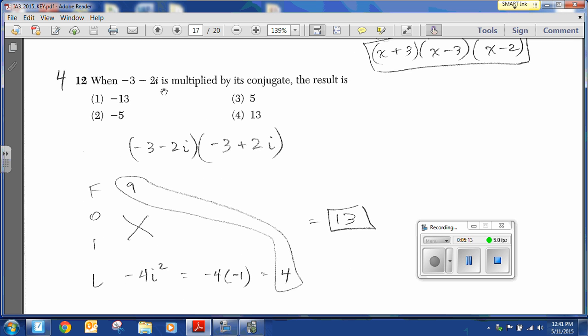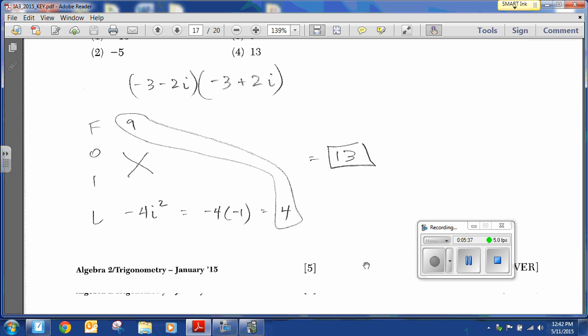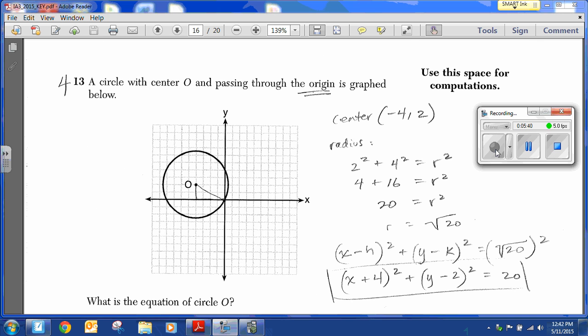Number 12, negative 3 minus 2i is multiplied by its conjugate. The result is what? Well, the conjugate, if you remember, is the second term is negated, the sign is switched. So here we have minus, so we're going to multiply it by negative 3 plus 2i. We FOIL, the o and the I cancel out because they are a conjugate pair, and 9 plus 4 is 13. Number 13, a circle with center O and passing through the origin is graphed below.